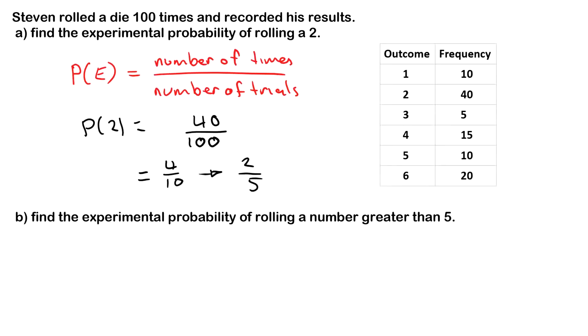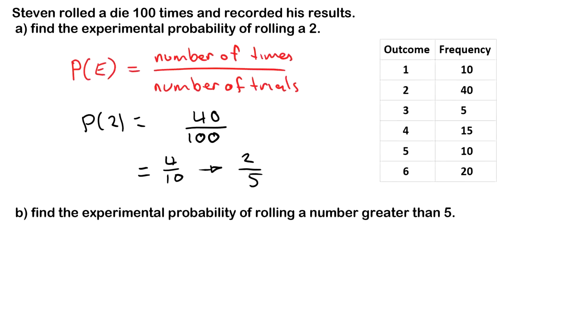We need to find the experimental probability of rolling a number greater than 5. So how many times did greater than 5 happen? We're only looking at our outcome for 6, which was 20, over 100, which simplifies down to 1 over 5.